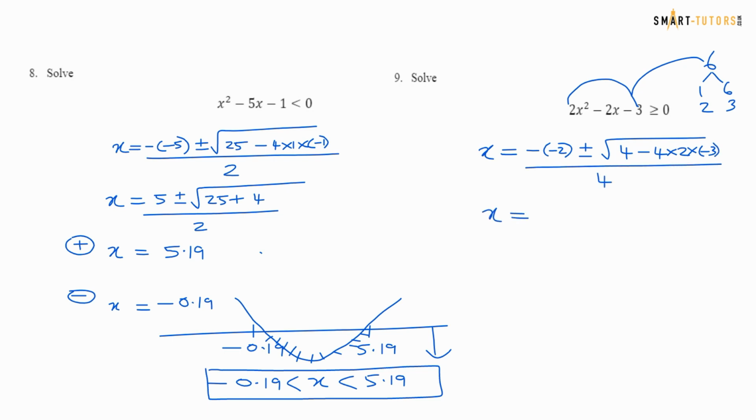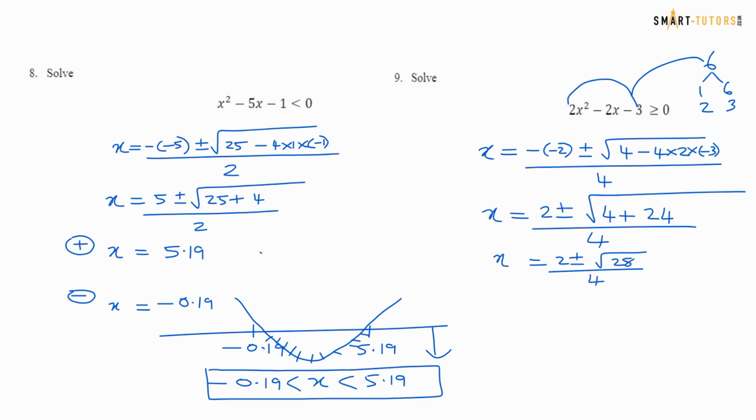So x equals 2 plus or minus the square root of 4 minus minus, plus 4 times 2 times 3 is 24, over 4. So the x answer is 2 plus or minus the square root of 28 over 4. So consider plus, consider minus. You can do that quickly by using the calculator.